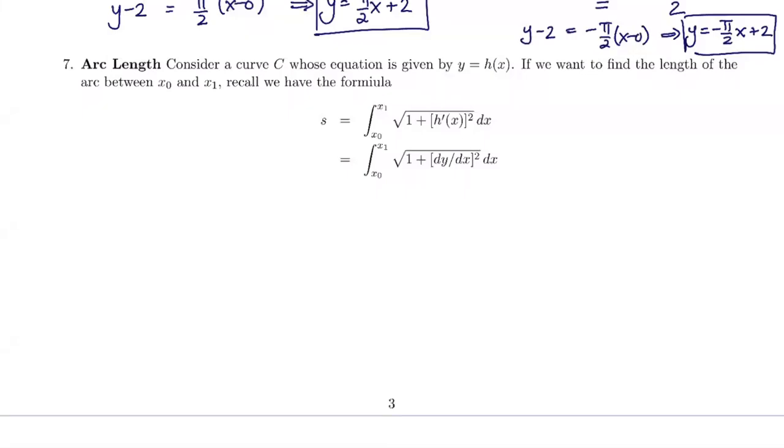We now turn to the important topic of arc length. This is a topic that will come up again in Calc 3 and in subjects beyond, and it's usually dependent upon a set of parametric equations. So as we're going through, despite us considering a curve whose function is given by h of x, remember that x and y are still parametrically defined.